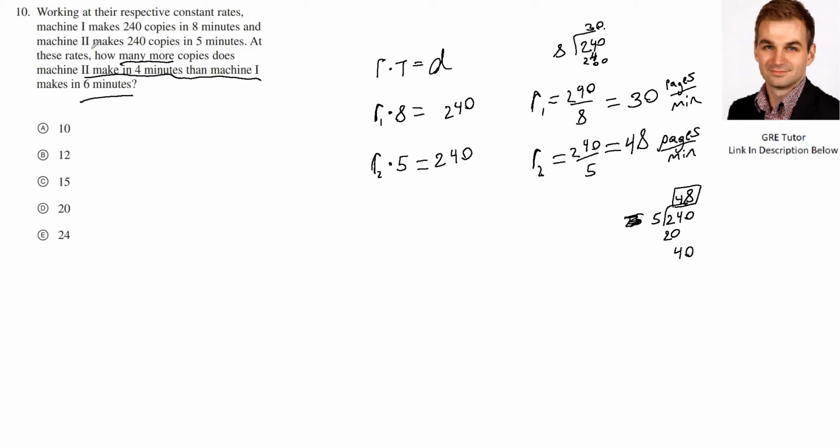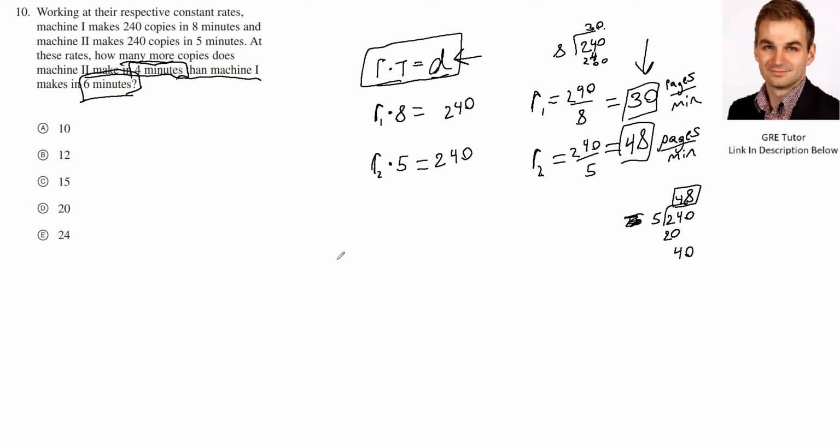Okay, so at these rates, the rates that we've just found, how many more copies does machine 2 make in 4 minutes than machine 1 in 6 minutes? Now what they're asking us to do is put specific times into our rate function, our r times t equals d. We now know the rates: 48 and 30. Let's write this function with the new time and our known rates to find our final distance.